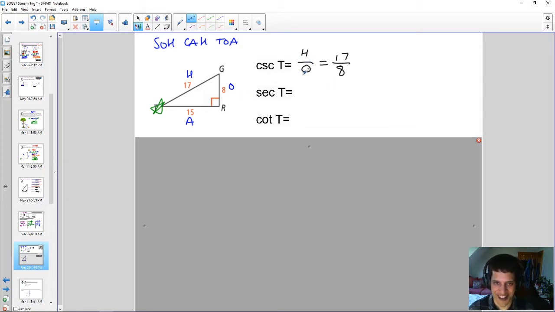I said hypotenuse over adjacent, I meant opposite, I'm sorry. So we have 17 divided by the opposite, which is 8. Secant is the reciprocal of cosine, sorry. So we're going to have h over a, and h over a is 17 over 15. And for cotangent, the reciprocal of tangent, we have a over h, and that's going to be equal to 15.